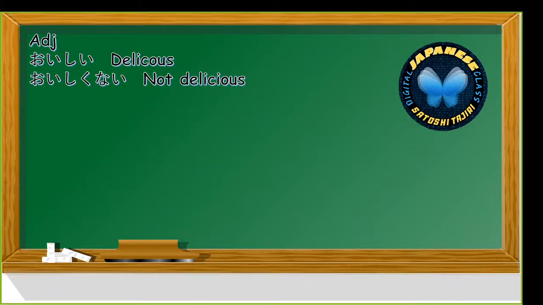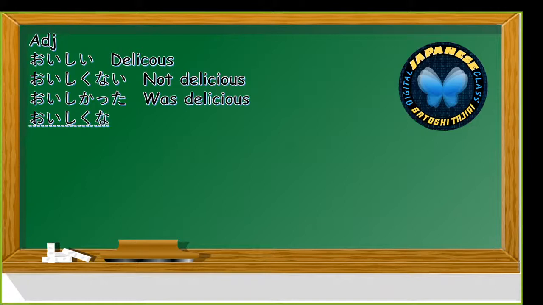Okay, how about when it becomes was delicious? Oishii, then adding katta. Was delicious. How about when we say was not delicious? We have our oishikunai, then dropping i, then adding katta. Oishikunakatta, was not delicious. So let's have ooki.